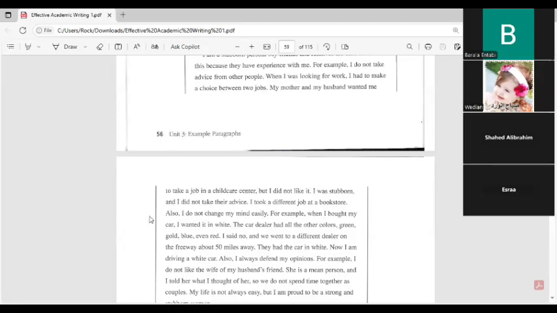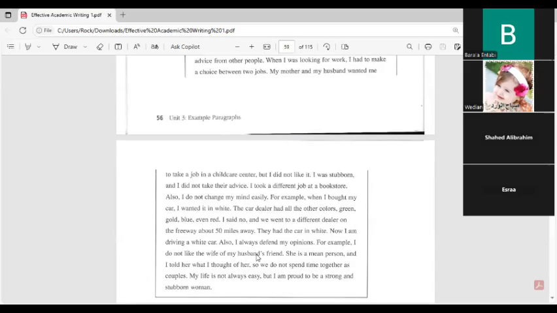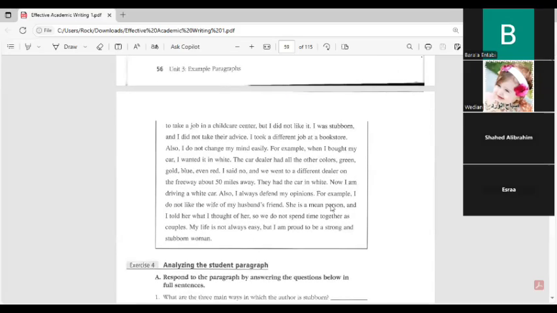When I bought my car, I wanted it in white. The car dealer, somebody who sells cars, okay, had all the other colors: green, gold, blue, and even red. I said no. We went to a different dealer on a freeway about 50 miles away. They had the car in white. Now I am driving a white car. Okay, so I was determined not to change my mind.